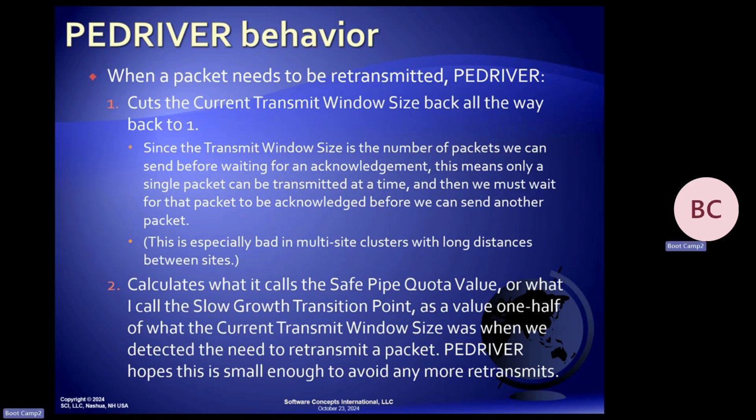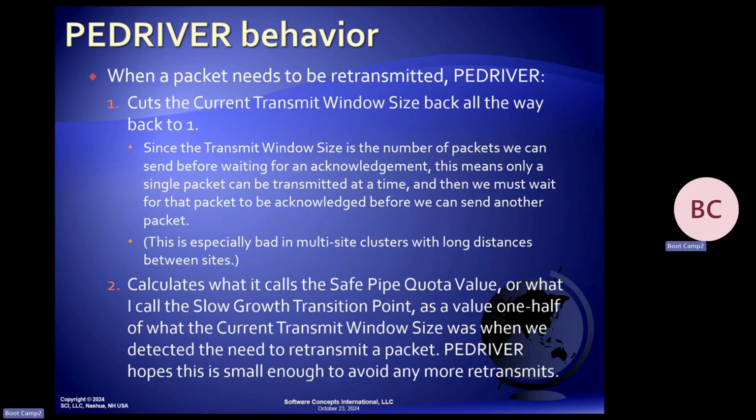And this is especially bad in multi-site clusters with long distances between sites, because you're turning something off and it might take a millisecond, 2 milliseconds, 5, I don't know how long, depending on distance between sites. I've worked with some customers where there's 9 or 16 milliseconds between sites, something like this, long distance clusters.